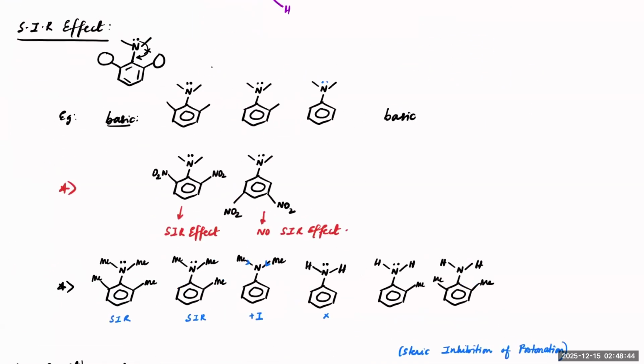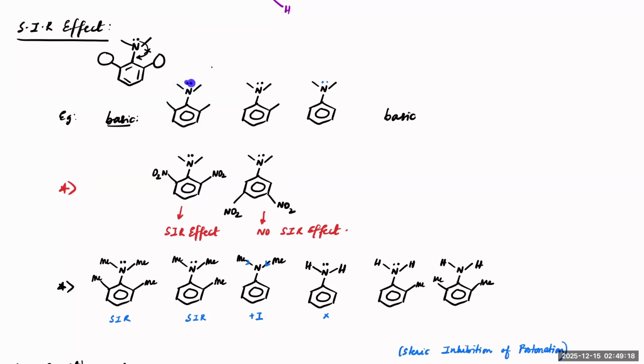What is the next one? SIR effect. SIR effect is based upon if already there are some groups present in ortho position, and here we have two methyl groups or two ethyl groups or so, then you can see these two groups will strongly repel. And if they repel, what will happen? The nitrogen will start tilting around. It will become perpendicular to benzene.